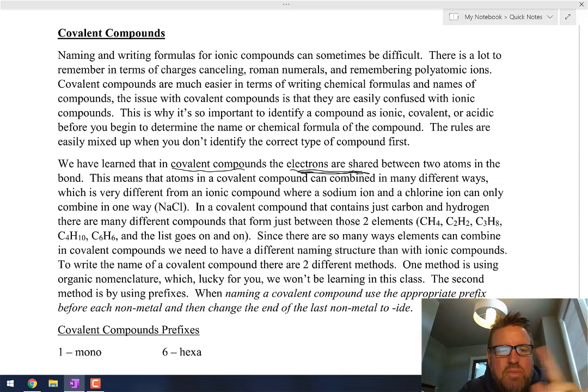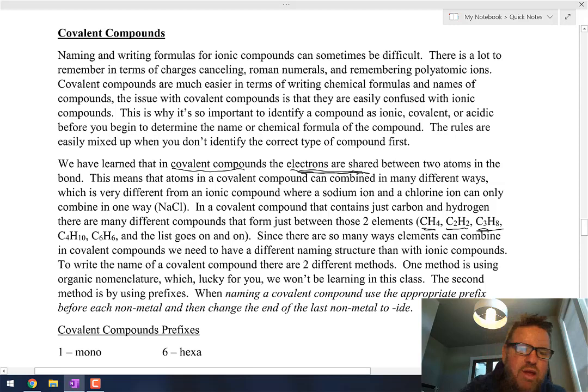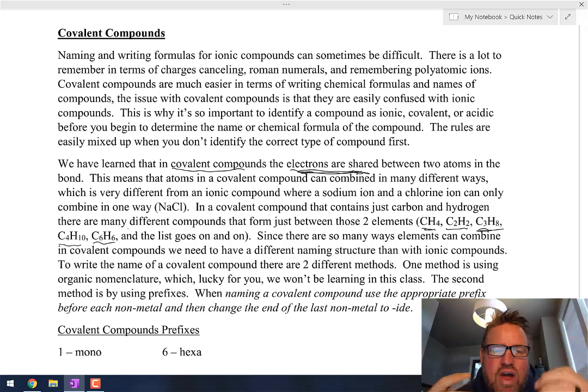For example, carbon and hydrogen can make what's called methane. It can also form C2H2, which is called ethylene or acetylene. C3H8 is propane. C4H10 is butane. C6H6 is called benzene. And again, that's just a list of 5 of them. There's hundreds, if not thousands, of just carbon-hydrogen compounds alone. So there's lots and lots of different ways you can name them.